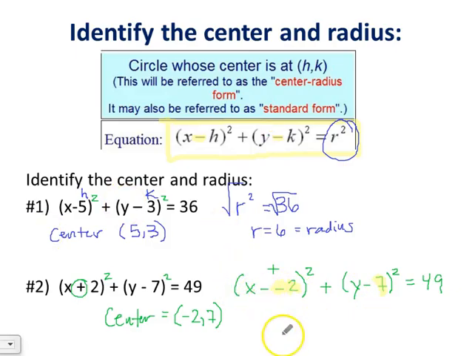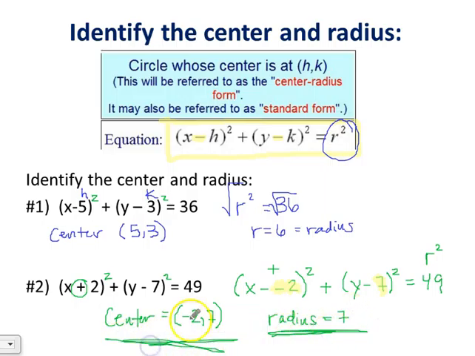What about the radius? Remember, the radius is always r squared. So if r squared equals 49, what times itself would give us 49? 7. So the radius would be 7. The square root of 49 is 7. So that's our radius, and that's our center.